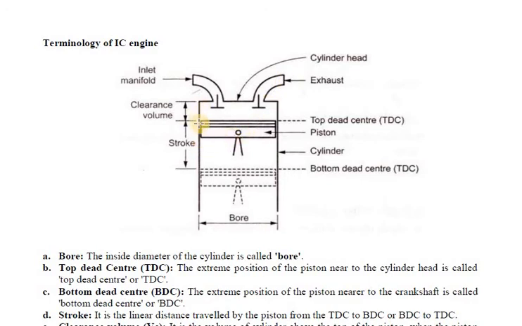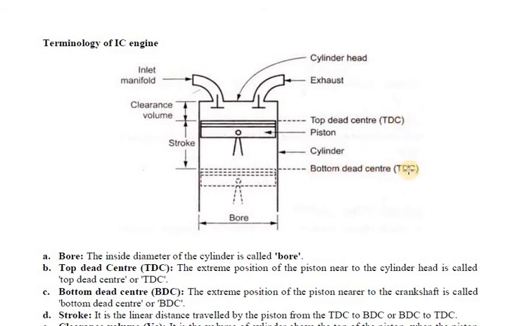I think this is the cylinder height. The cylinder has some limits, that is the bottom dead center and the top dead center. Within those two centers, the piston moves inside the engine cylinder to convert heat energy into mechanical energy. Here I am mentioning top dead center, meaning the extreme position.